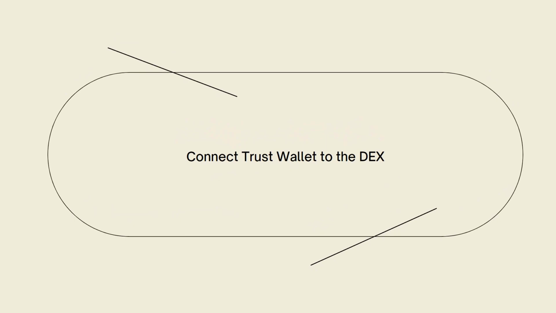Connect Trust Wallet to the DEX. On the DEX website, look for a Connect Wallet or Connect button. Tap on it and select Trust Wallet from the available wallet options. This will establish a connection between Trust Wallet and the DEX.